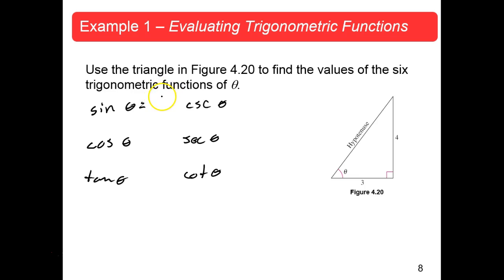Okay, opposite over hypotenuse. What's your opposite in that triangle? Here's your theta, right there. Opposite would be 4. What's the hypotenuse? We don't have it. Oh, we can't do this, can we? Or can we?